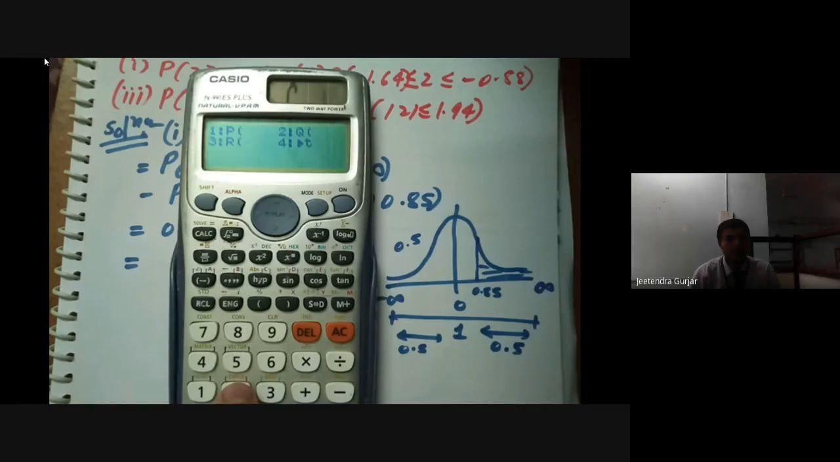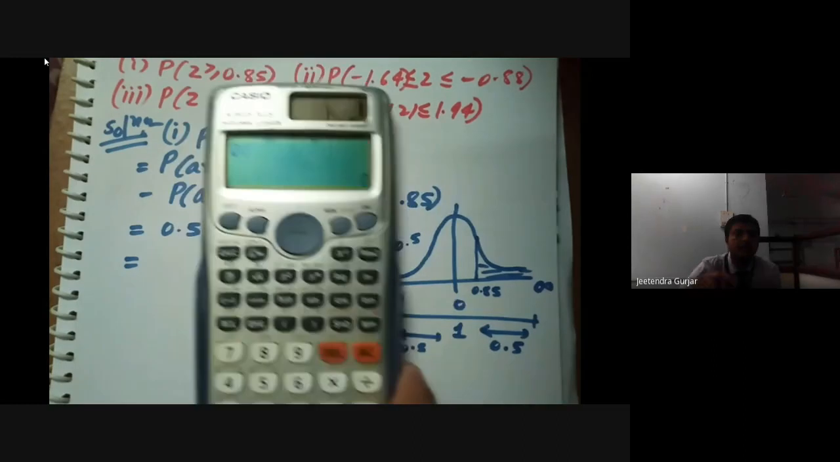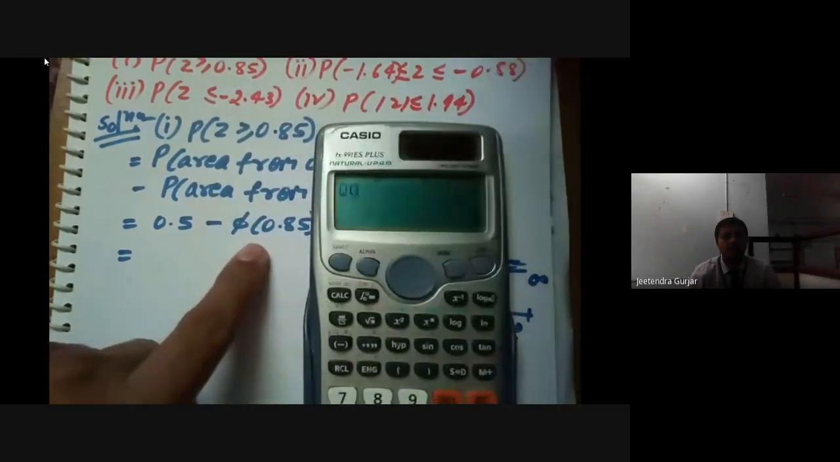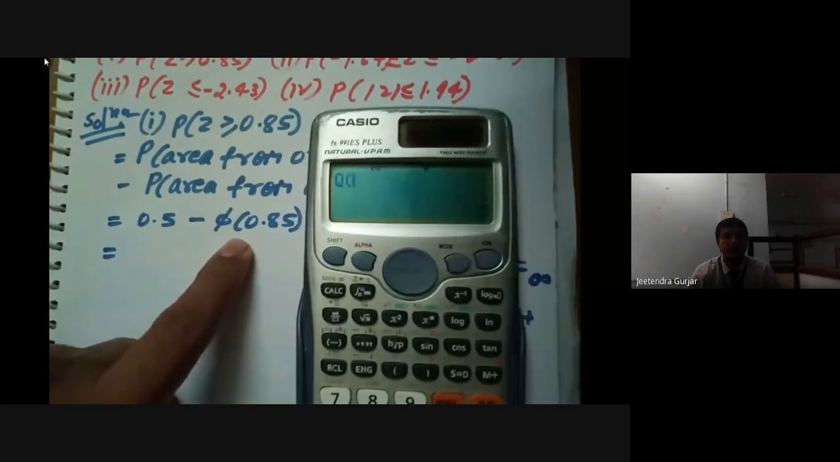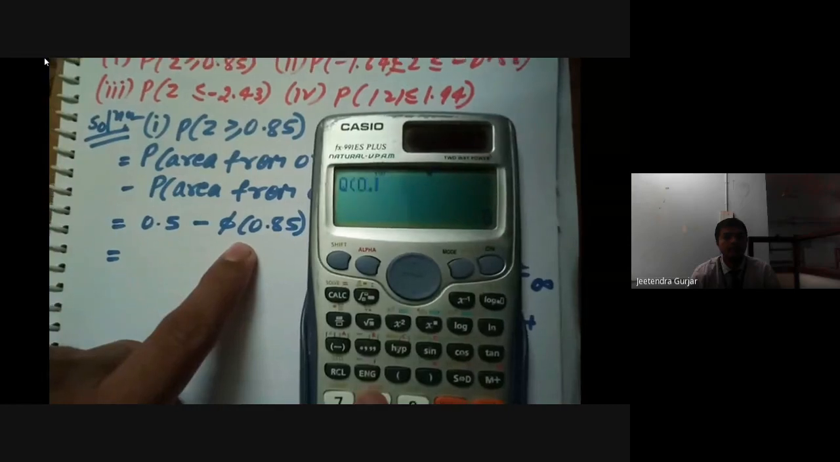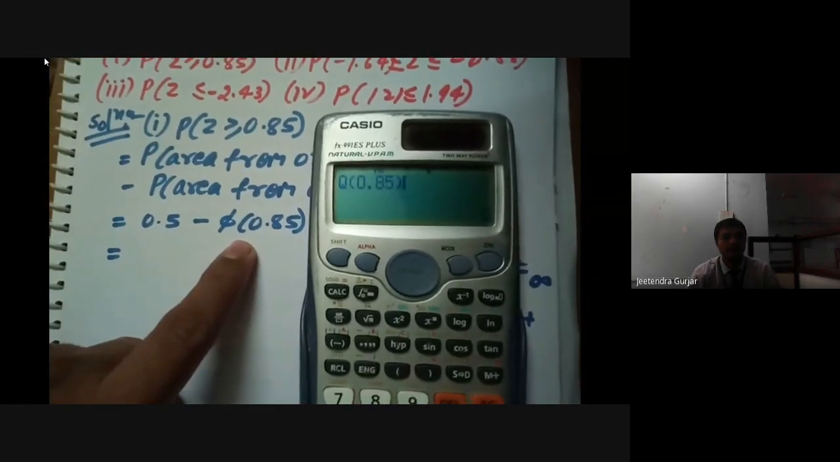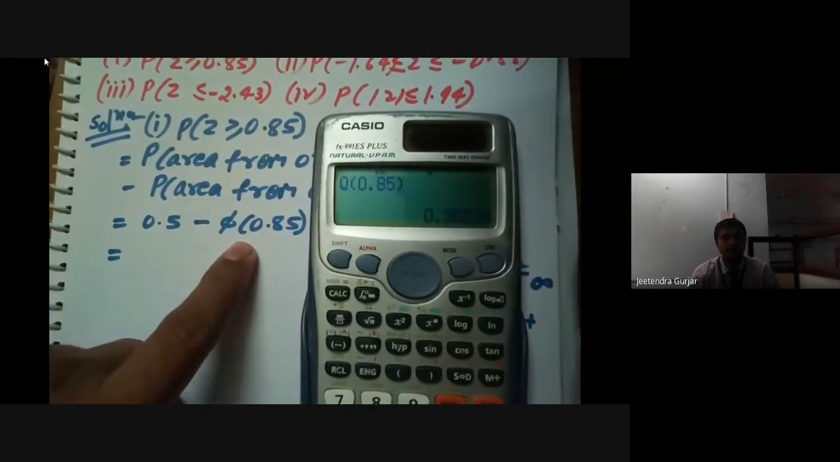Now go to 2, that is Q. I think you can see in the video screen that you have to press the 2 button, that will give the Q value, and then substitute the value. The Q value will be 0.85. So this is equal to, you get the value here, student.